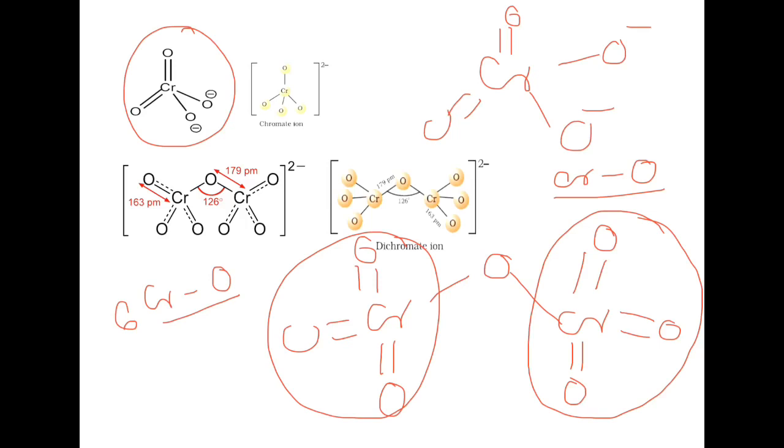But look at here about this. Among these Cr-O-Cr, resonance is not possible. There are 8 Cr-O bonds, but 6 Cr-O bonds have the same bond length and 2 Cr-O bonds have the same bond length. Because resonance is not possible among Cr-O-Cr, but resonance is possible among the 6 Cr-O bonds.